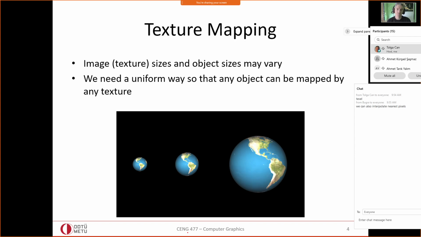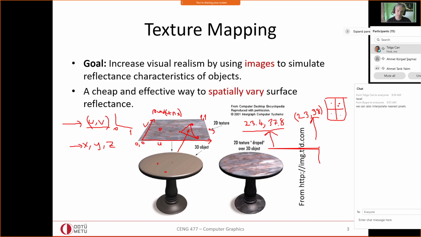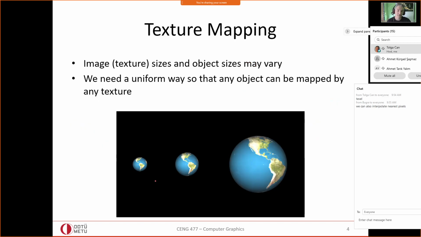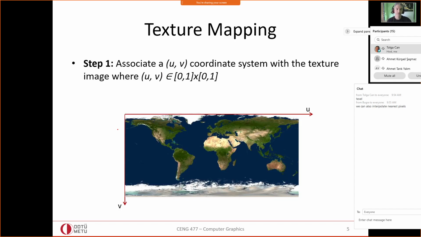All right, so after texture mapping, we're going to have nice spheres or other surfaces, which will give us nice looking graphics results like these. Another thing is that these normalized coordinates are needed because texture images may be of different sizes and the objects may be of different sizes. We may sometimes want to map the same texture over a small sphere, medium sphere, or a large sphere. So we need a uniform way so that any object can be mapped by any texture, and this uniform way is to associate this UV.